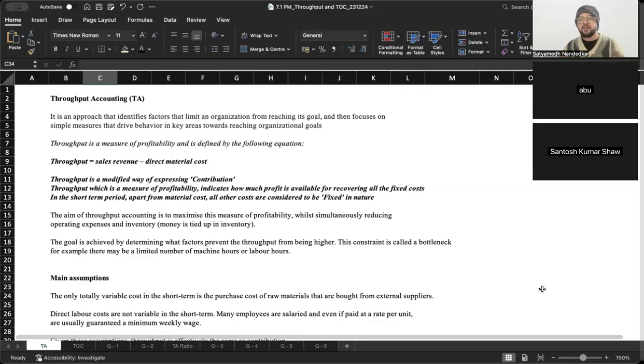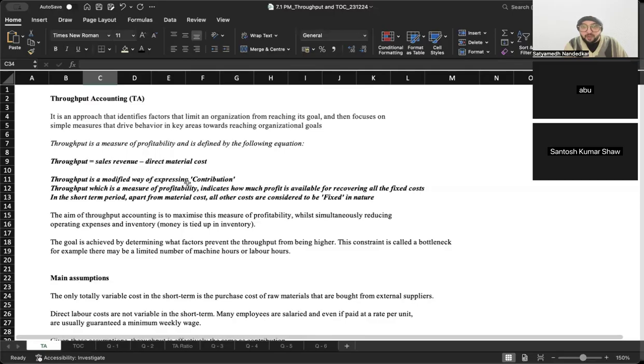Throughput is a modified way of expressing contribution. Throughput is a modified way and the formula for throughput is sales revenue minus the direct material cost. Throughput is sales revenue minus the direct material cost. Throughput is a modified way because normally when you express contribution, it is sales minus all the variable cost. Here, they are treating only material cost as variable.